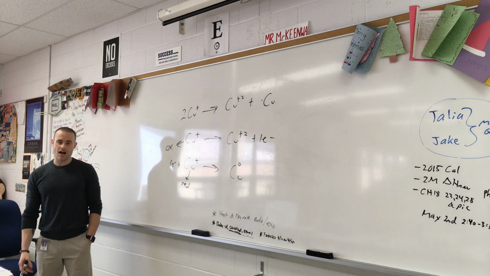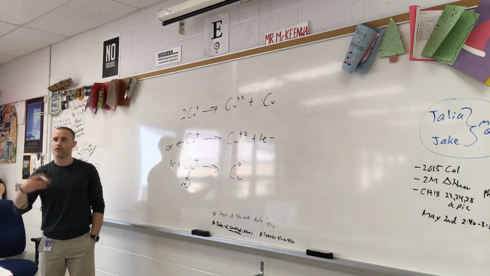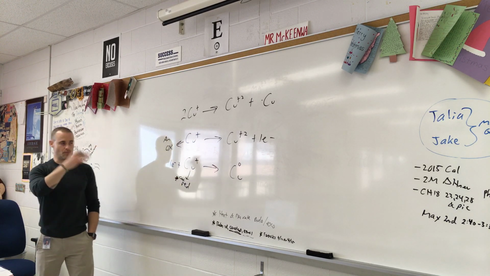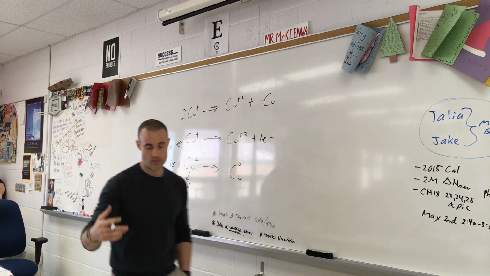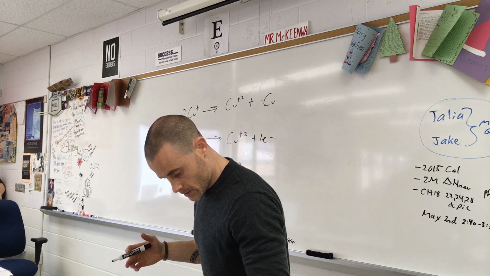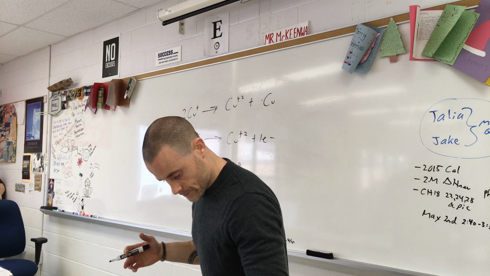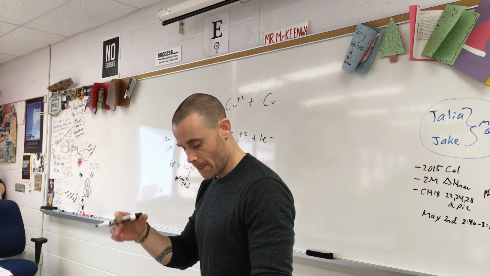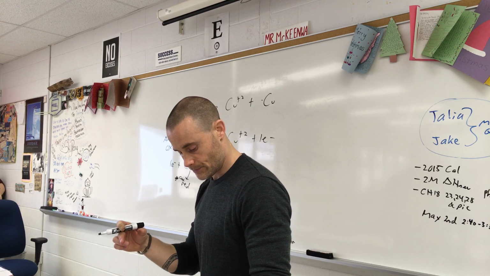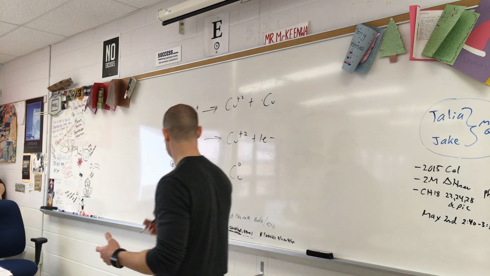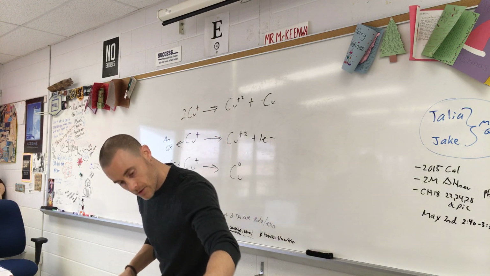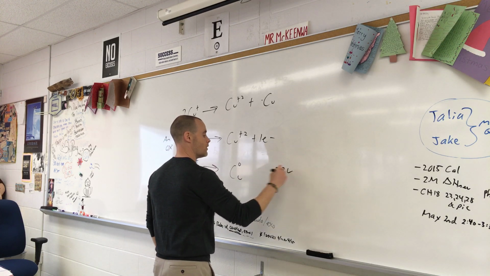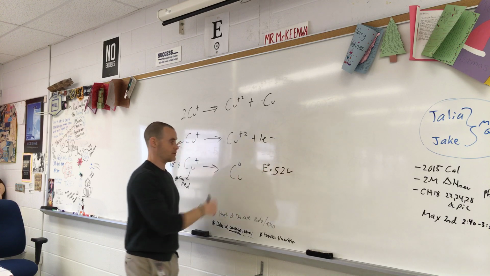If you know that, now you can find the E cell, because E cell is cathode minus anode. Anode is oxidation, cathode is reduction. Now you can subtract. They gave you the E for the reduction, which is 0.52 volts. Yes. So now, how does that help? Make sure I'm doing this right. So that's this one. This is 0.52 volts.